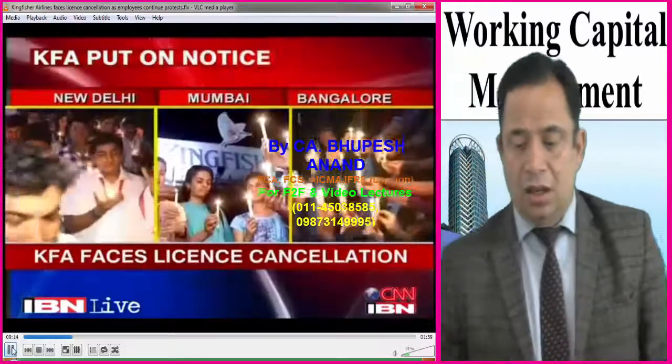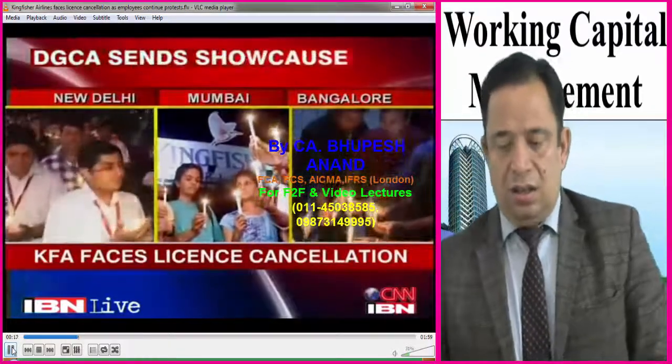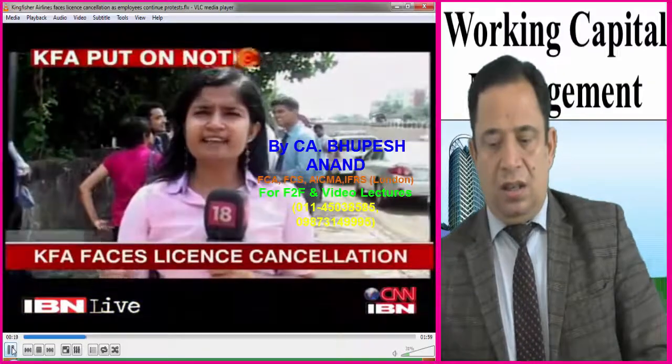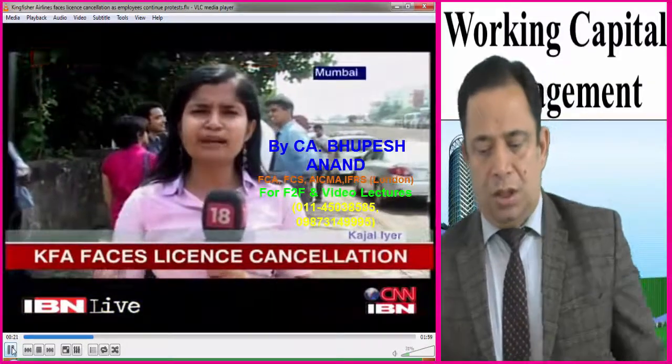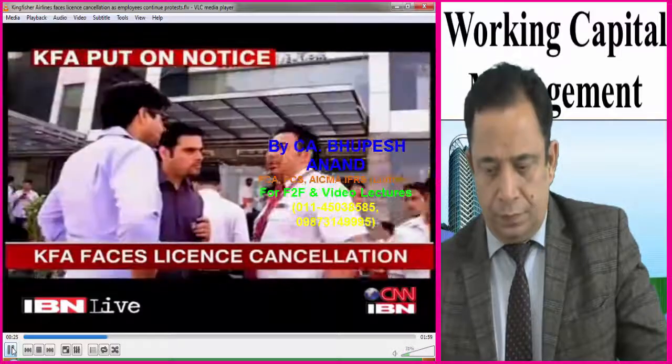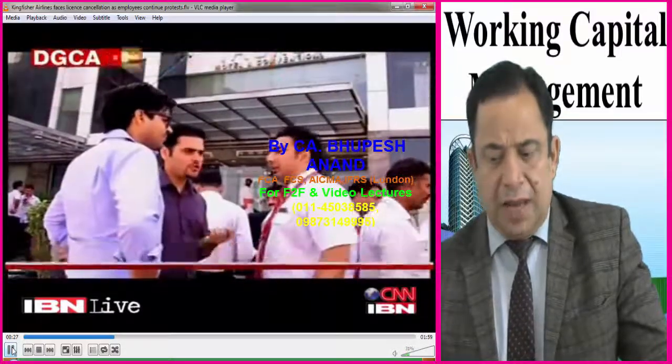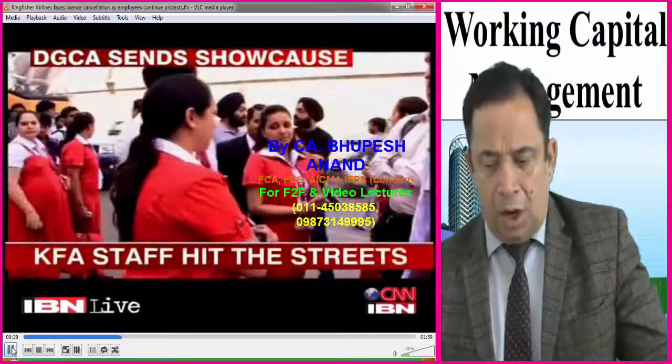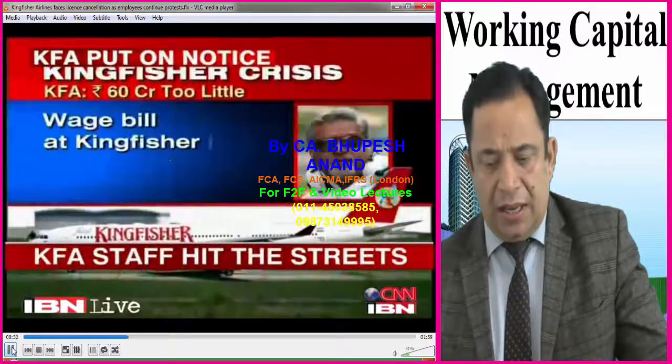Just see to it. They do not have any confidence left in the authorities, which is why they do not want to go to notice meetings, because meetings are not fruitful. The lender's decision to release 60 crore. All these captains and pilots are standing. These are all the Kingfisher Airline air hostesses.